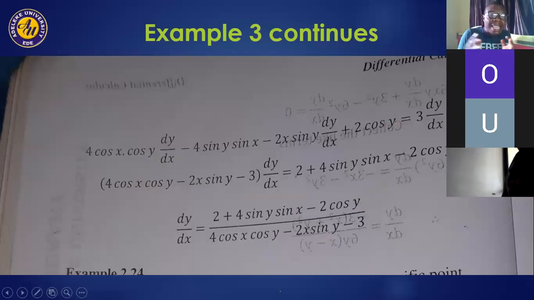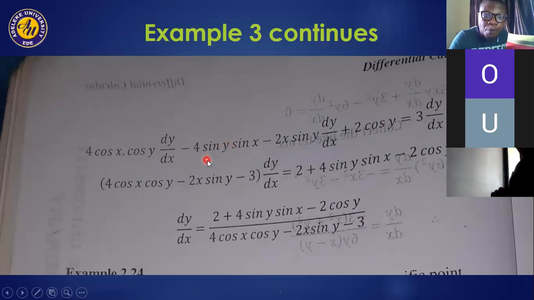Now, the next step is to collect the like terms. Are you following me? Let's collect the like terms that have dy/dx. So this one has dy/dx, this one has dy/dx, and this one has dy/dx. Now, why is it minus 3? Because this 3 already crossed to the other side, and it's not giving you negative. Is that clear, Victor? Yes, sir.